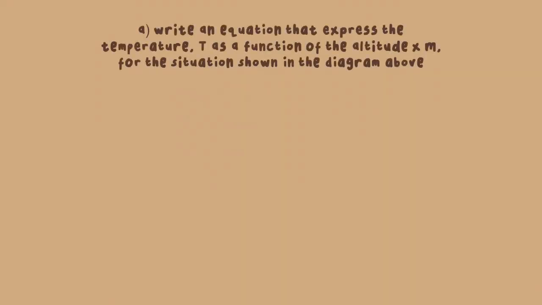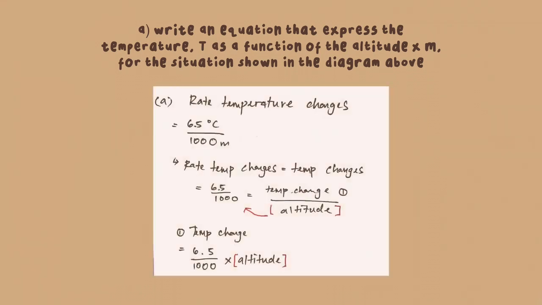Write an equation that expresses the temperature T as a function of the altitude x meters. As shown, the temperature changes equal to 6.5 degrees Celsius over 1000 m. We know that the rate of temperature change equals temperature change over altitude, which means the equation 6.5 over 1000 equals temperature change over altitude.